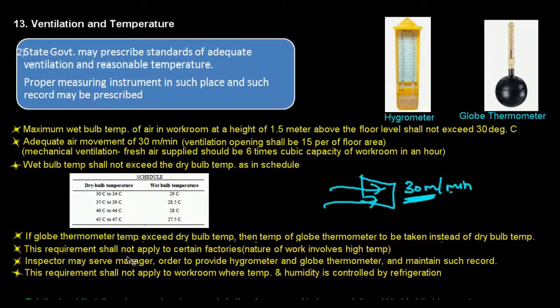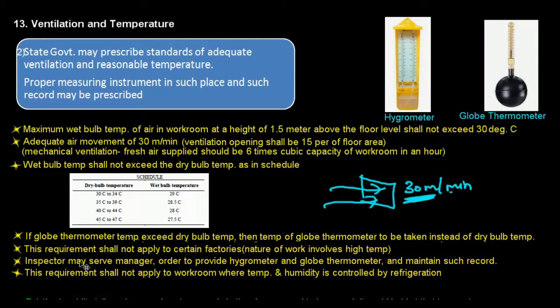Now this requirement shall not apply to certain factories when the nature of work involves high temperature. There are certain factories, such as where melting of iron ore or any non-ferrous metal is taking place. Such factories are bound to have a high temperature. So such factories are exempted, provided the worker working in that high temperature zone does not work for more than 1 hour, or works for less than that. After that, they should be moved to an area where the thermal environment is much better, so that they feel cool. They should not be continuously exposed to that high temperature for more than 1 hour.